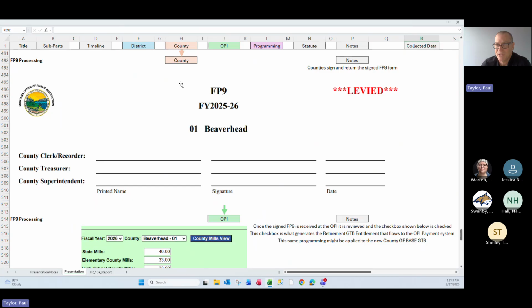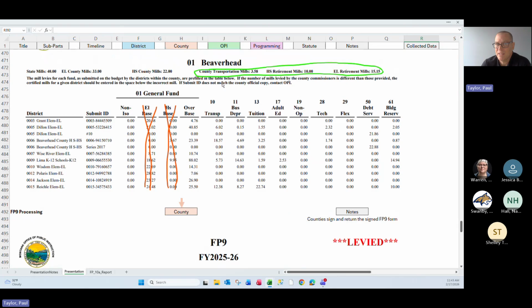But here's the more important part, at least I believe it's the more important part. Counties then have an obligation to sign and return the form to the OPI. So the clerk, the treasurer, and the superintendent print and sign this thing. When you do that, that says that you have, at the county level, fixed and approved all these mills for all the districts in your county, because these are the mills based on the August taxable value that will be used to print property tax bills on behalf of school districts.